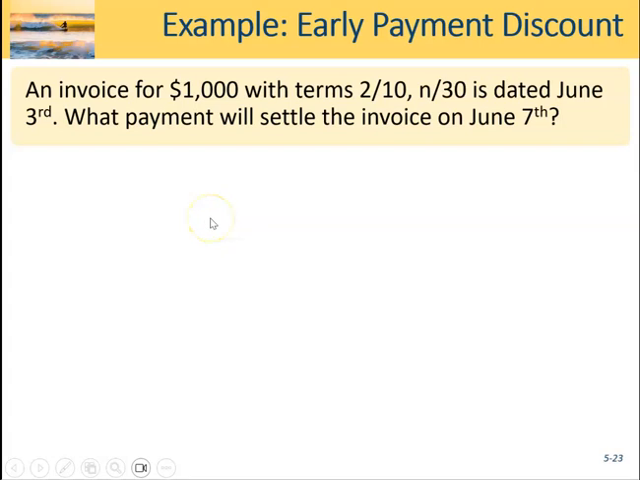So let's try this. An invoice for $1,000 with terms 2/10 net 30 is dated June 3rd. What payment will settle the invoice on June 7th? Okay, so it's giving you a date. You need to figure out if that falls within the discount or if the whole invoice is due. So pause the video, take a couple of minutes, and solve the question. So you want to know, do you need to figure out the discount amount, or is it the full amount that's due?